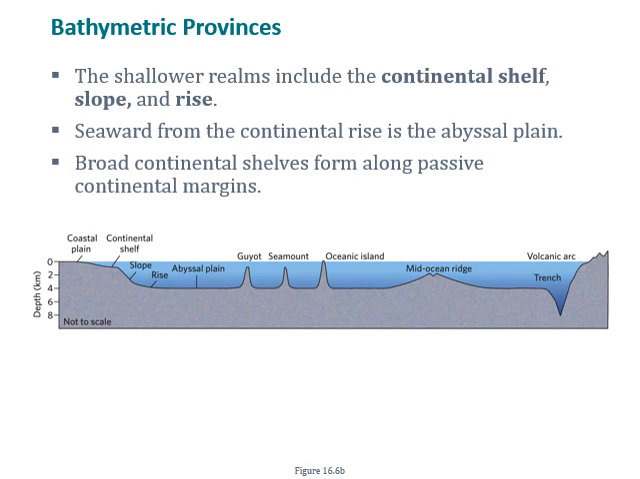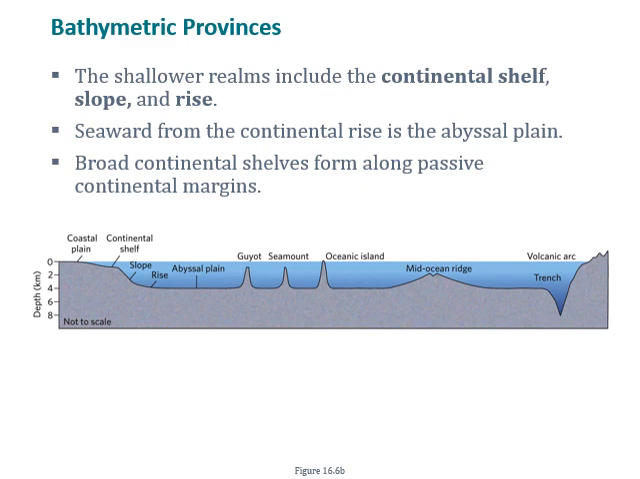Then we have things like guyots, seamounts, and oceanic islands. Those are volcanic, as are the mid-ocean ridges. Then on the right of the figure, we have a trench and a volcanic arc. This would be the case in a convergent margin where we have subduction of the oceanic lithosphere. So we've got passive on the left, we've got the creation of ocean crust at the mid-ocean ridge, and then we've got active on the right with the volcanic arc and trench.